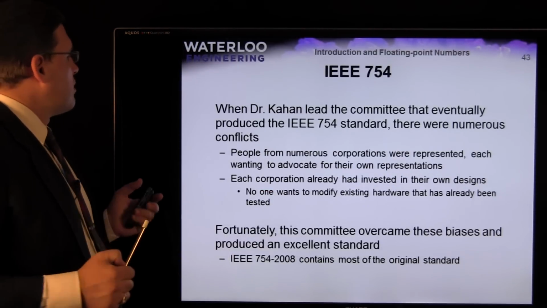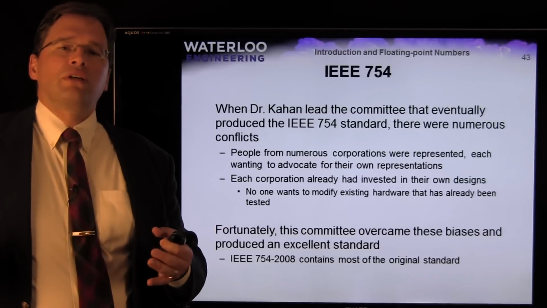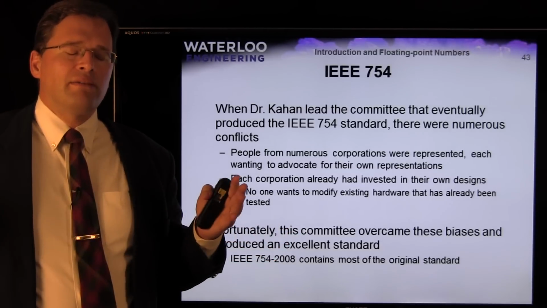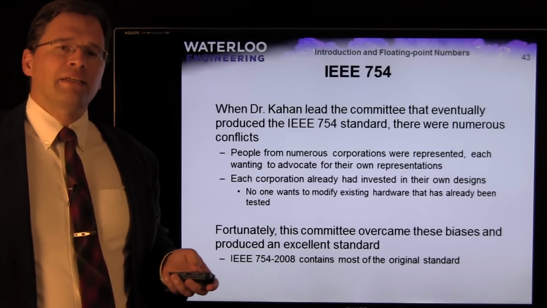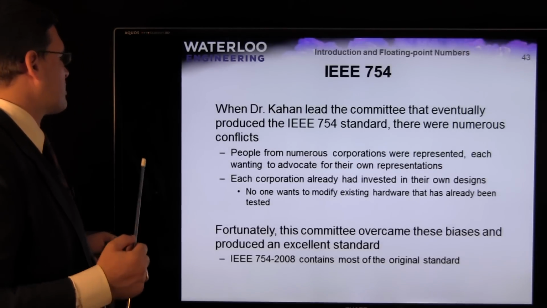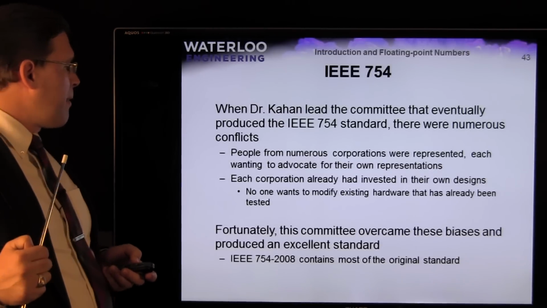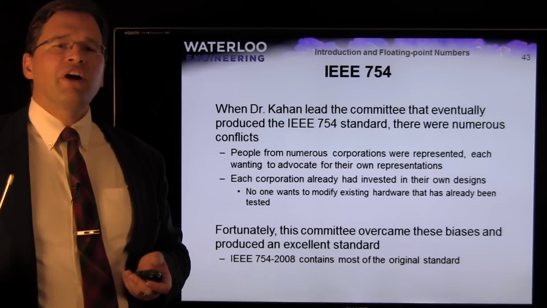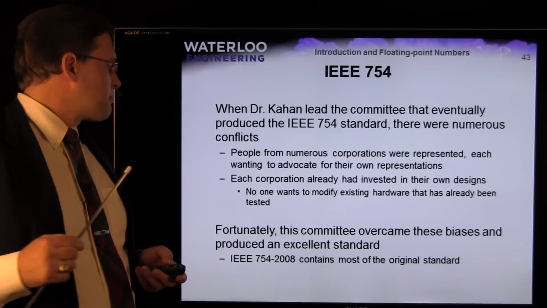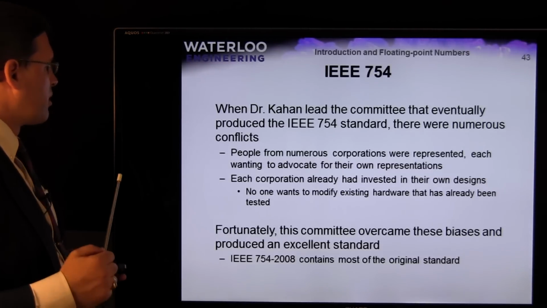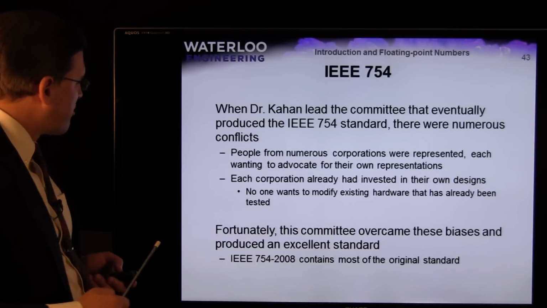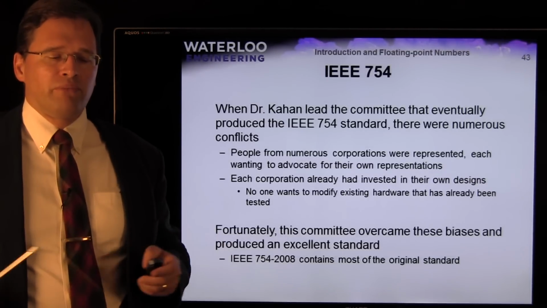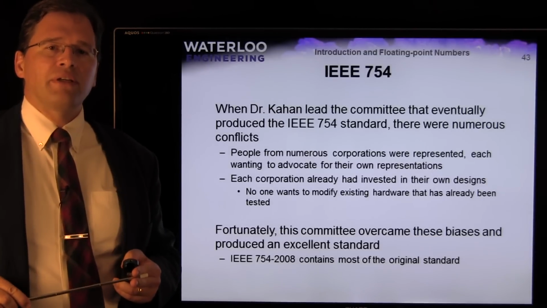Now, all of these considerations and others were taken into consideration when Dr. Kahan and his committee created the IEEE 754 standard. There were conflicts, but they worked together and they produced the most reasonable representation of floating point numbers. IEEE 754 was the first one. IEEE 754 2008 is the current standard used today.